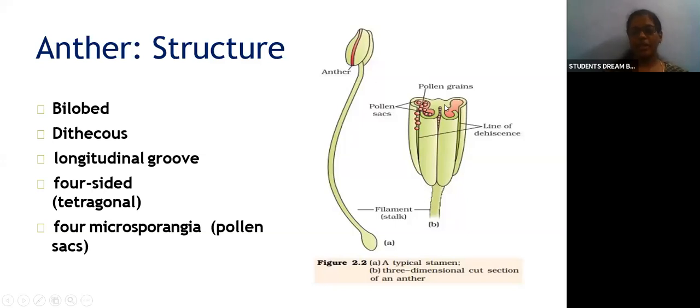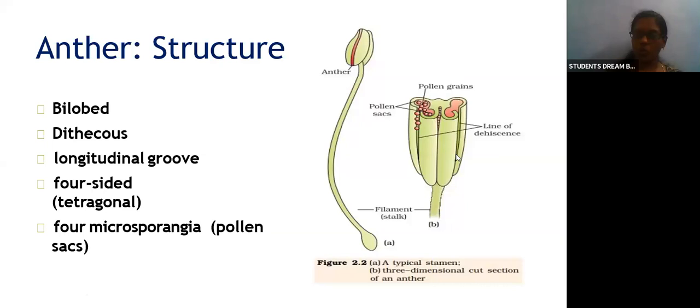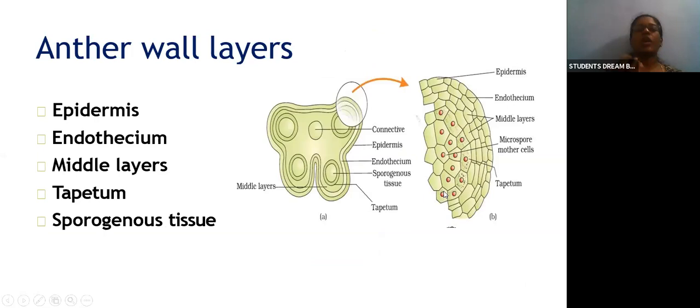So it is bilobed, dithecous. It has a longitudinal groove. It has four microsporangia in which the pollen grains are formed. Clear? Now we see the structure of the anther wall layers. Now we'll see what the structure of the wall and the wall layers is.